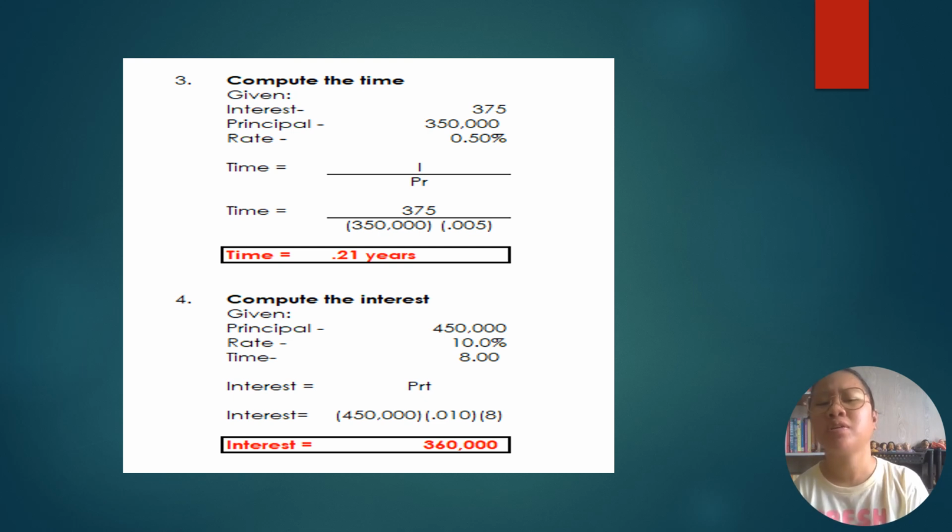Now let's proceed to sample computation of interest. The formula for the interest is principal times rate times time. The given information are principal 450,000, rate is 10%, and time which is 8 years. Again, let's substitute the formula, so the interest equals 450,000 times 0.9 times 8, so the interest is 360,000 pesos.